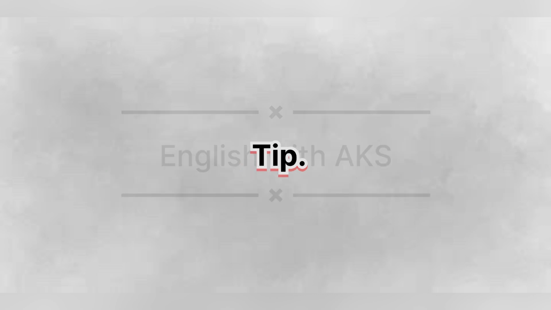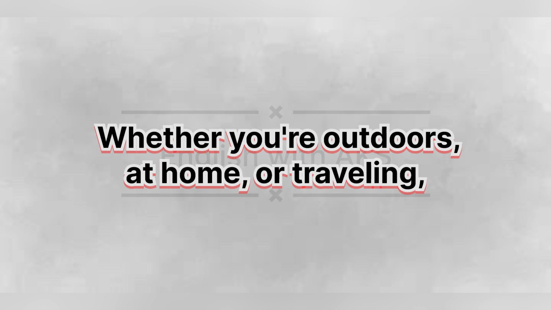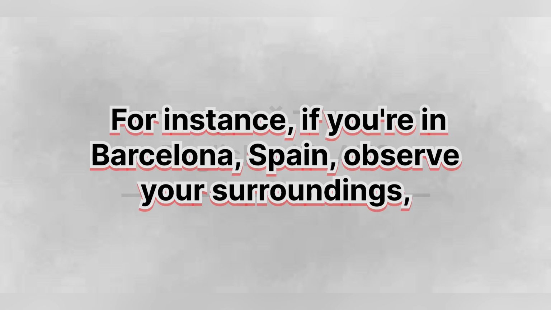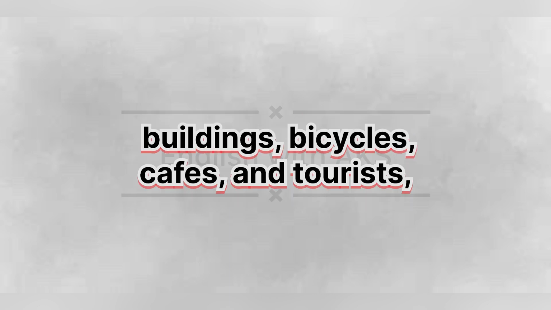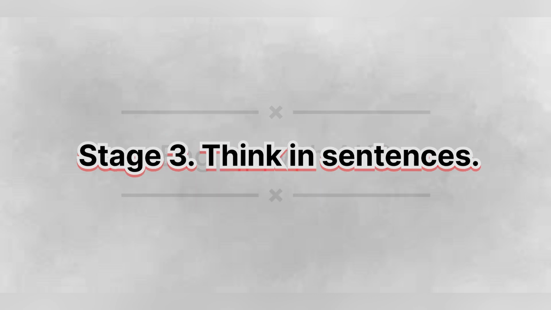Key practice tip: spend a few minutes every day identifying and naming the objects around you in English. Whether you're outdoors, at home, or traveling, challenge yourself to think of everything in English. For instance, if you're in Barcelona, Spain, observe your surroundings: buildings, bicycles, cafes, and tourists. The more you practice, the more naturally your brain will think in English.